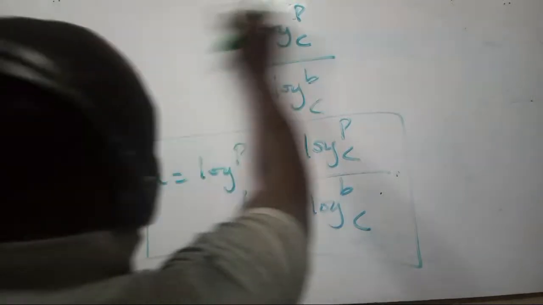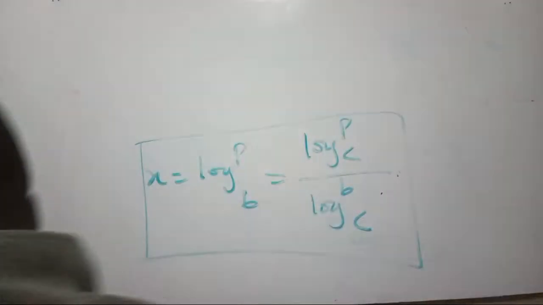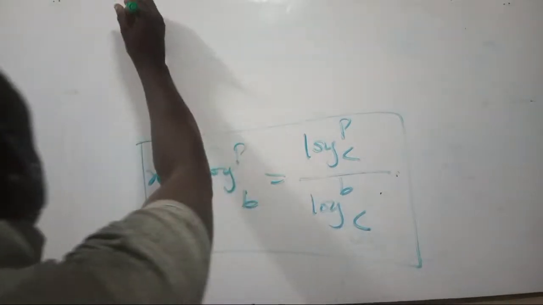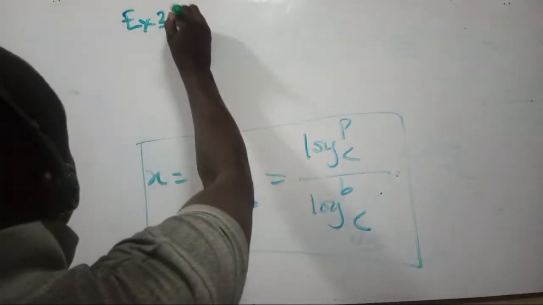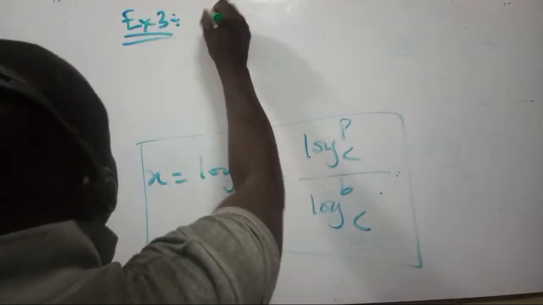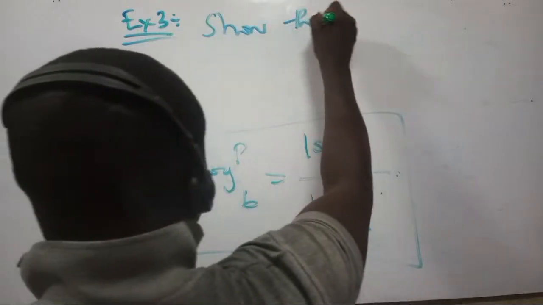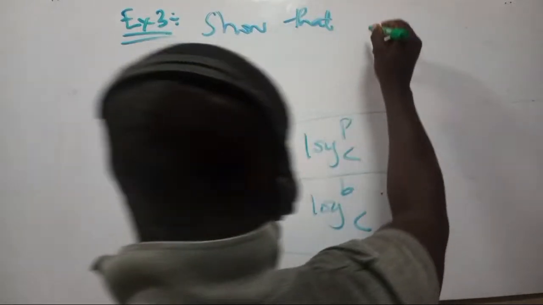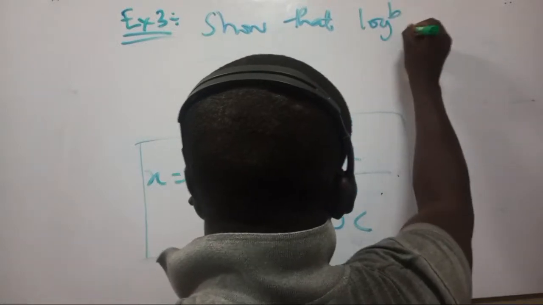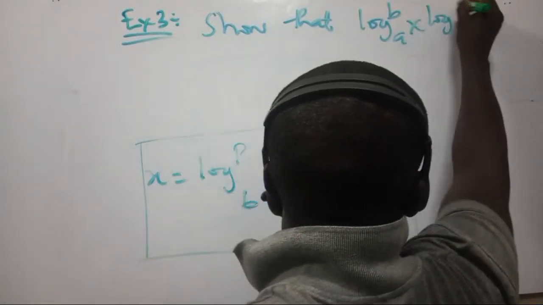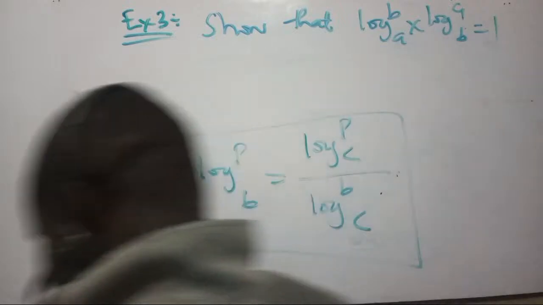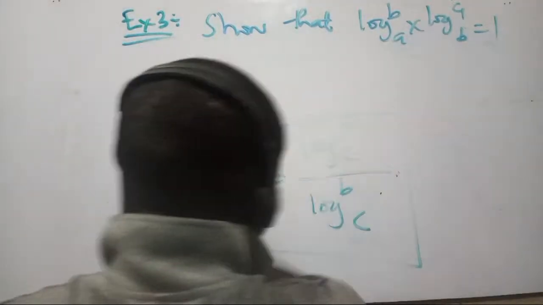Then I'm going to give an example on where to apply change of base. Let's say example 3. Show that log b base a multiplied by log a base b is equal to 1. That is what we are asked to show. So how do we show this?